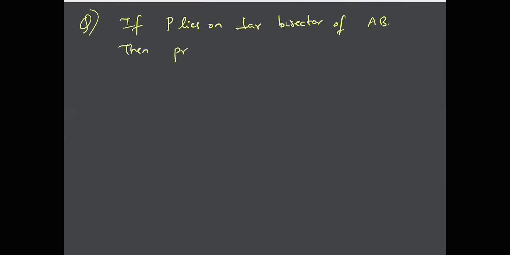Before proving those things, let us do a simple question. If P lies on the perpendicular bisector of line segment AB, then prove that P is equidistant from A and B. This you need to try. Very simple question. Do it quickly, then we'll discuss.